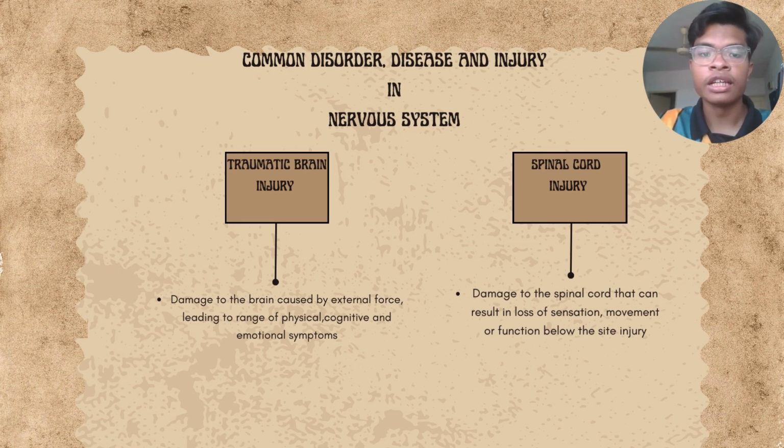Now, for the second injury, which is spinal cord injury. This is damage to the spinal cord that can result in loss of sensation, movement, or function below the site of injury. Usually, we see cases of accidents where people get their back broken and they cannot walk. This is because of the spinal cord. The spinal cord is really important because it helps us control our movement. This is really dangerous if we are involved in an accident which makes our spinal cord injured.